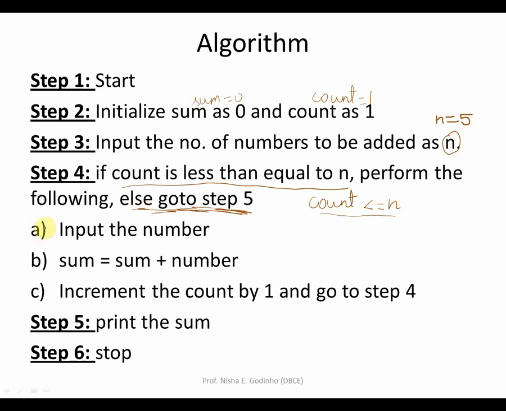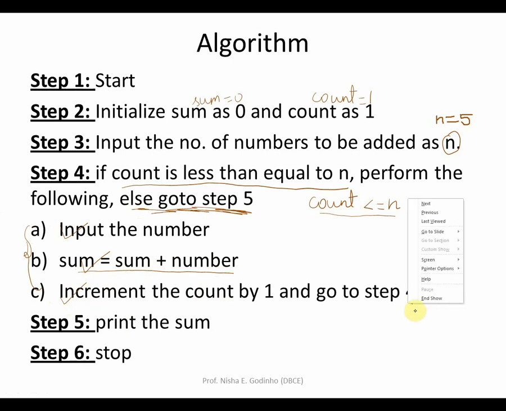Now, what are the 3 steps which actually do the addition? Are these steps: input the number, sum equal to sum plus number. This is the equation which we have traced in the previous example. And the last step is to increment count by 1, and you go back to step 4.